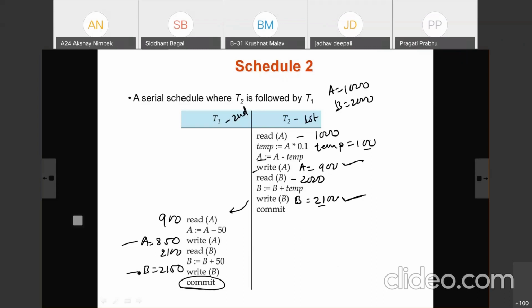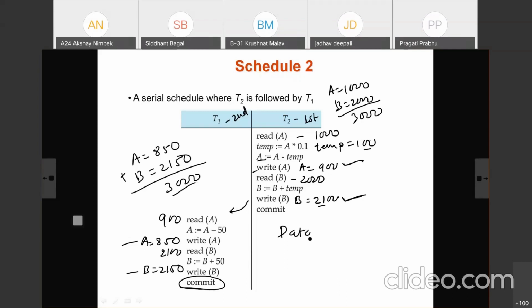So at the end, what is the value of A? 850. And what is the value of B? 2150. Make the addition. It is 3000. So prior to the execution of the transactions, it is 3000, and after the execution, again it is 3000. It means it results in data consistency.